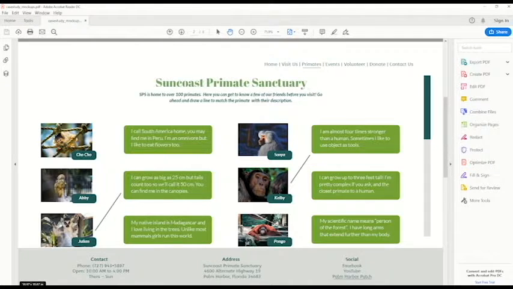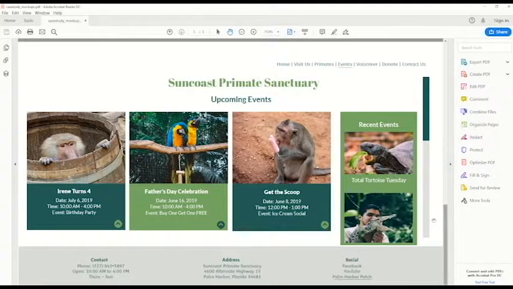And then as we scroll on down to the events page, I wanted this page to feel more inviting and provide information on the events available or upcoming and recent events.